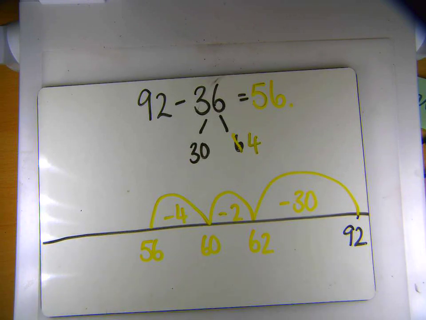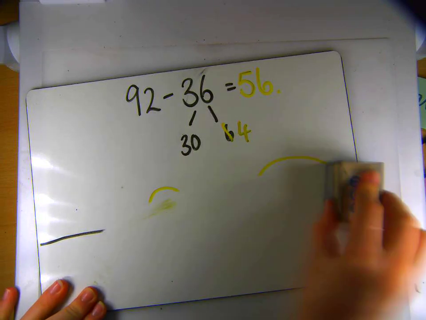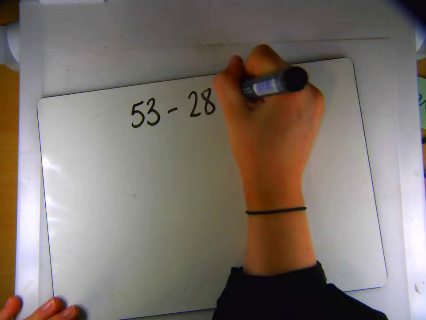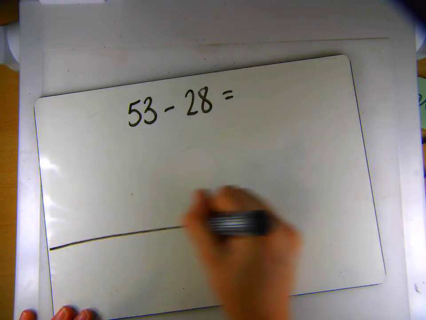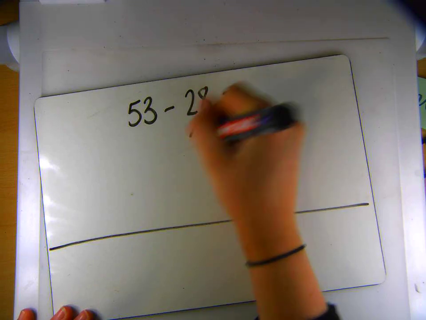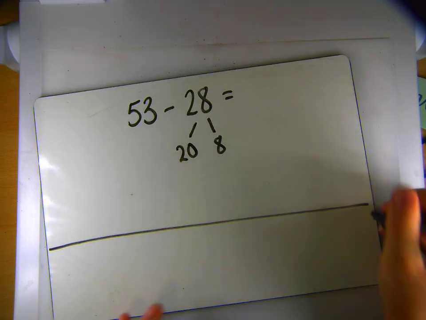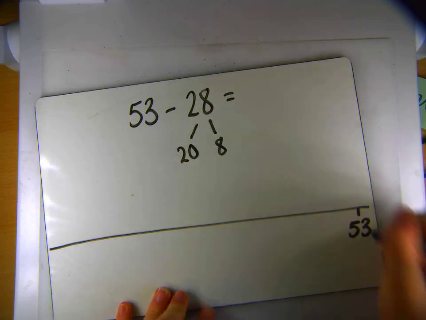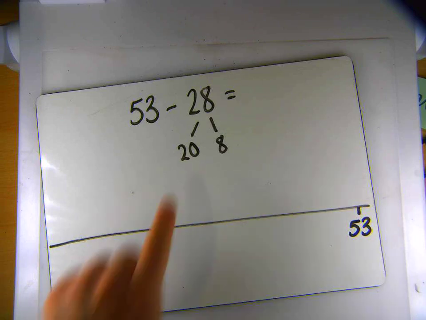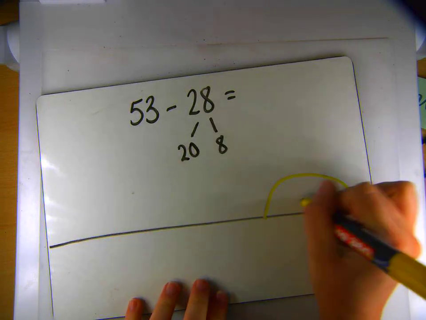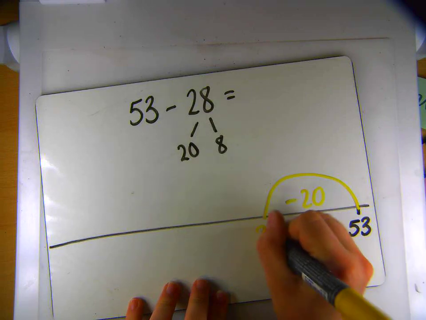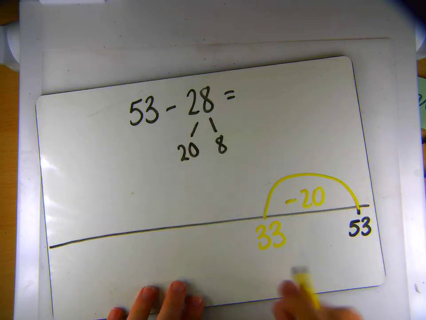Okay, we'll try one more of those. So let's have a look at 53 take away 28. Draw my empty number line. Partition my 28 into 20 and 8. I'm going to pop 53 at the end of my number line. Take away 20, which is 33. Then take away 8.